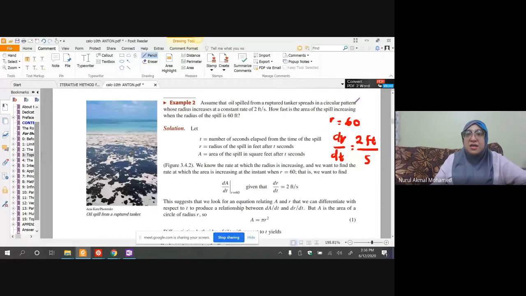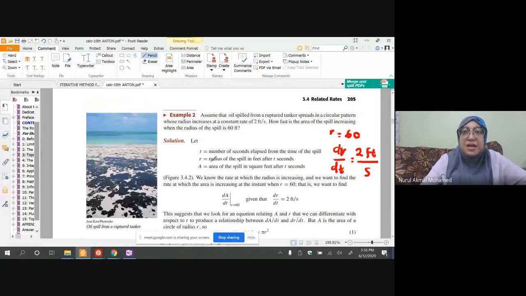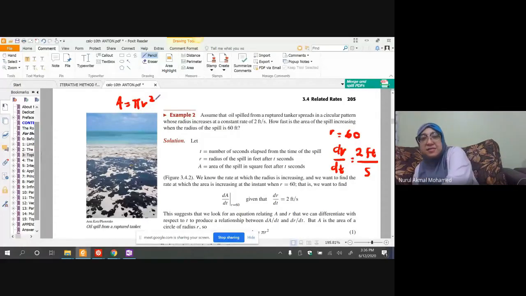And then it is in terms of circular patterns. So circular patterns, we are dealing with A. So A, when we have circular patterns, is A equal to pi R squared. Okay. And then the question asks you how fast the area of the field is increasing, and the radius is 60 feet.